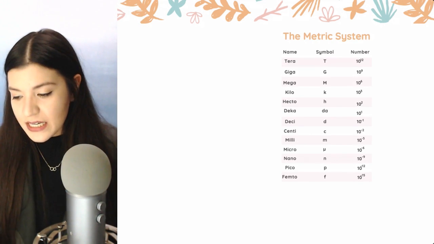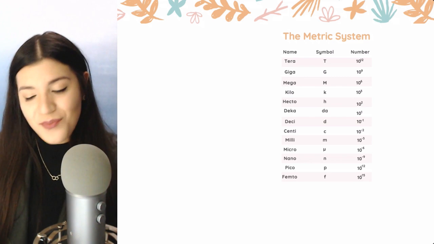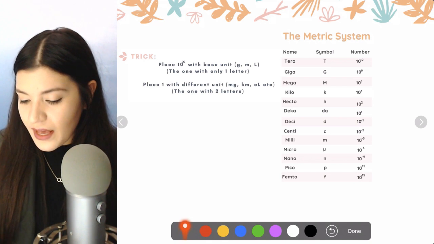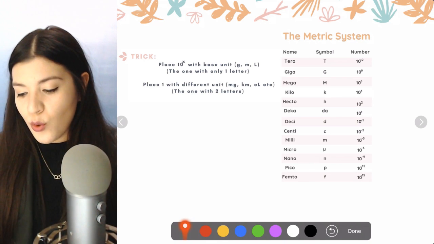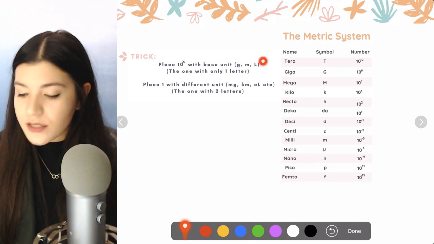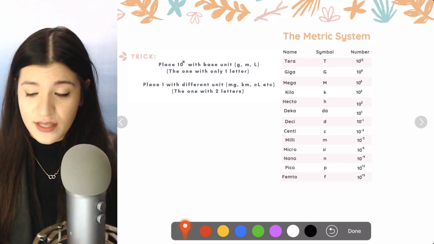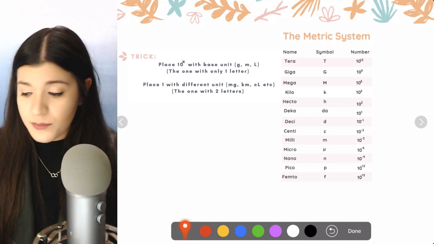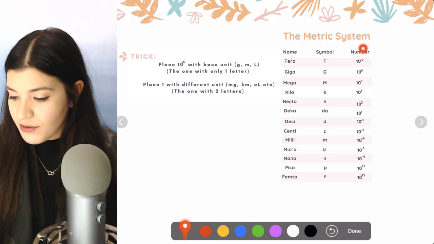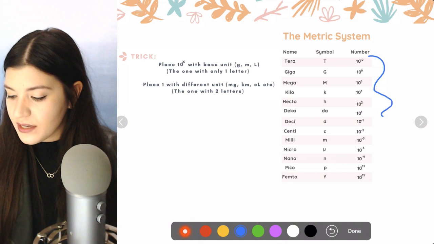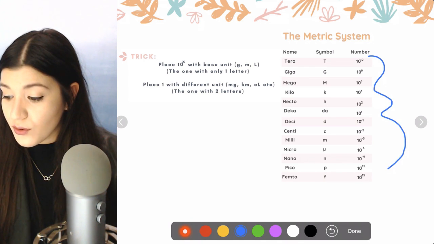So the metric system, there's a trick for this if you guys aren't familiar with my trick. What the trick is, you're always going to place your base unit. The base unit is going to be like grams, meters, liters. Those are your typical base units. And that's going to go with 10 to some sort of power, some sort of exponent. And so every single one of these is only going to go with grams, meters, or liters.